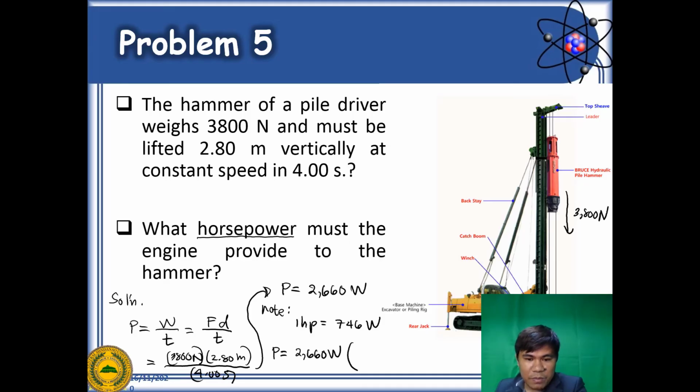So we multiply by the corresponding conversion factor, watts, and that should be 1 HP. So if you solve for this, we will get 3.57 HP. Okay. So that's the amount of horsepower that the engine must provide to the hammer.